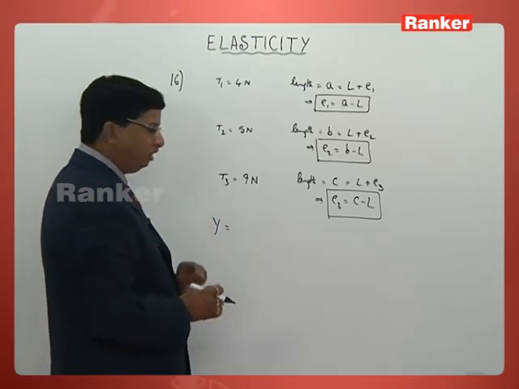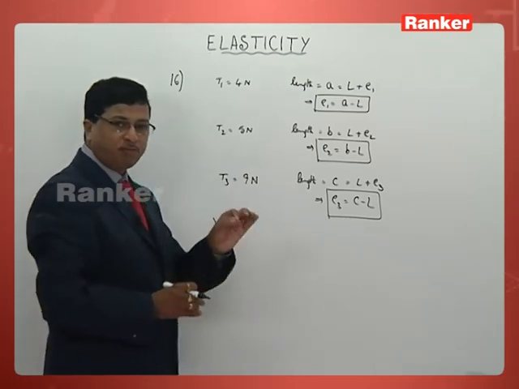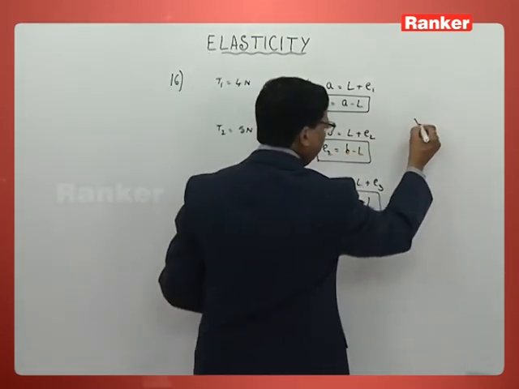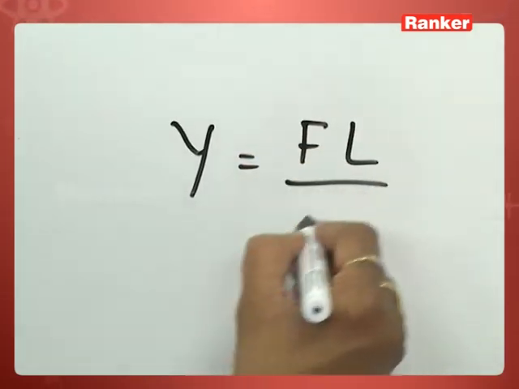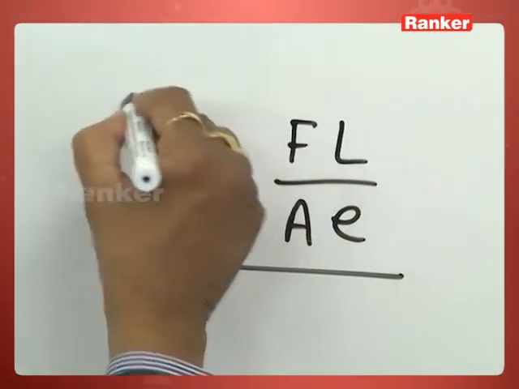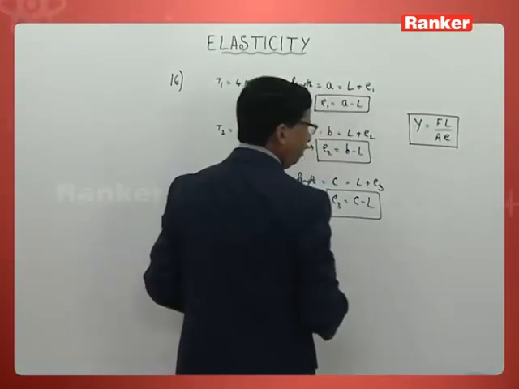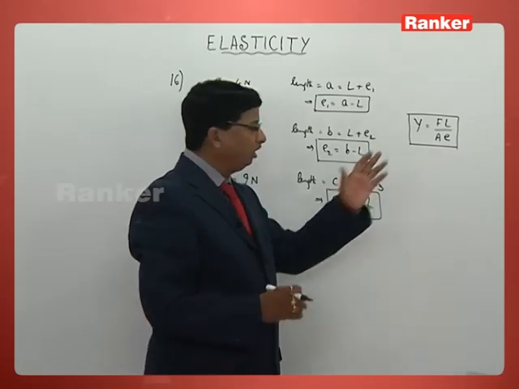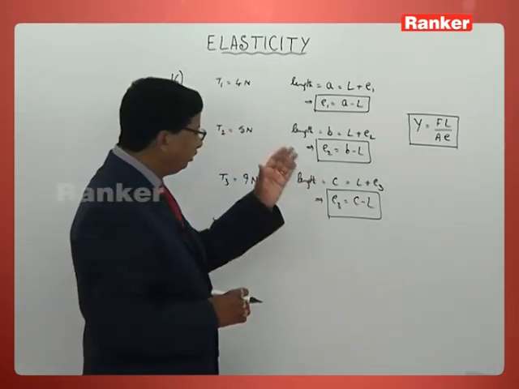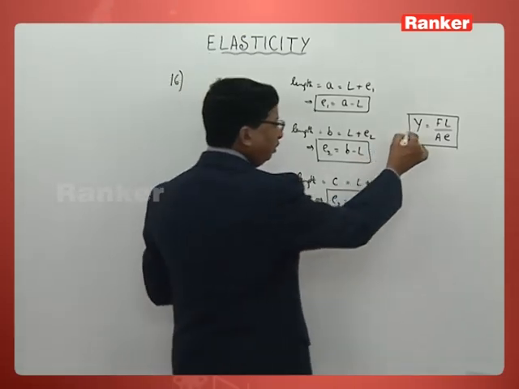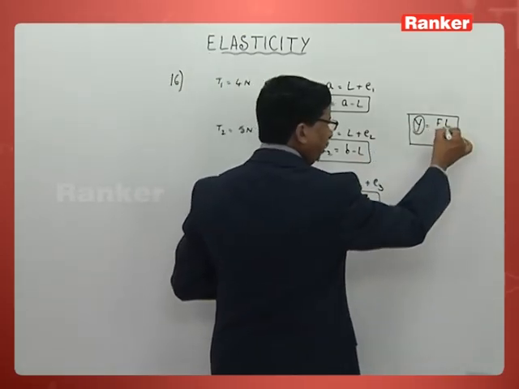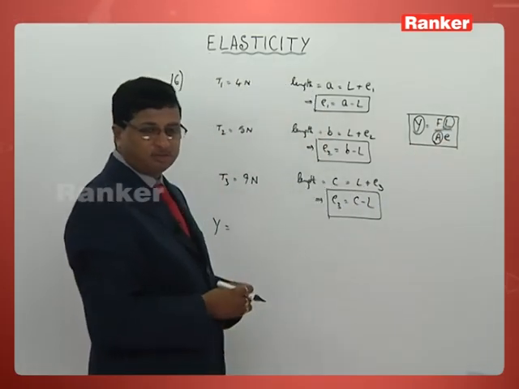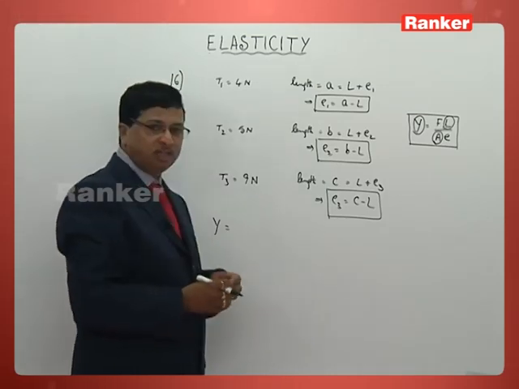So what is going to be Young's modulus according to our calculation? The general formula is Y is equal to FL by AE. F is force applied or tension produced, L is original length, A is area of cross section of the string, and E is elongation. Now for that particular string, Young's modulus is constant, original length is constant, area of cross section is constant. So what are the things I can equate now?